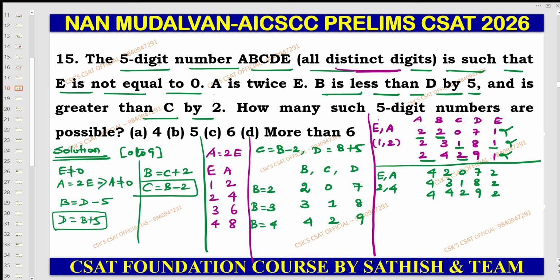Now check here. Repetition is there means leave it. 2, 2, repetition is there, so leave it. Next 4, 3, 1, 8, all are different. One pair exists here. Here repetition, leave it. Everyone understood? As of now, we found only one pair.